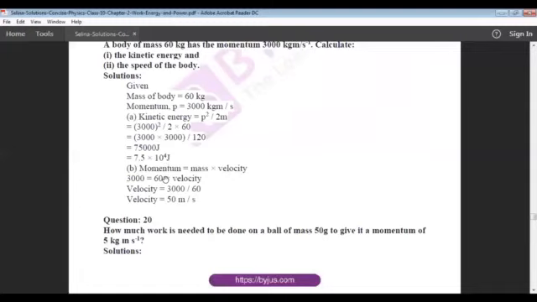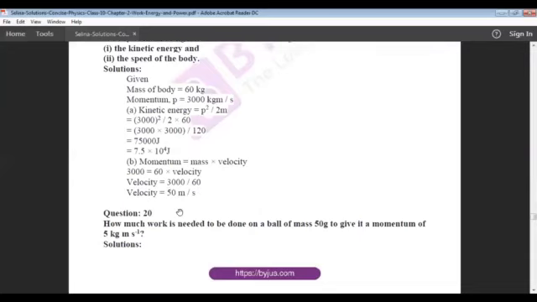Second one, we need to find the speed of the body. We know momentum and we know mass, so we can calculate the speed. Speed is equal to momentum divided by mass. Momentum is 3000 kg meter per second divided by mass, 60 kg. So velocity will be 50 meter per second.